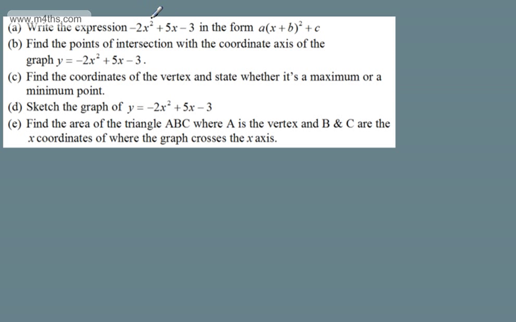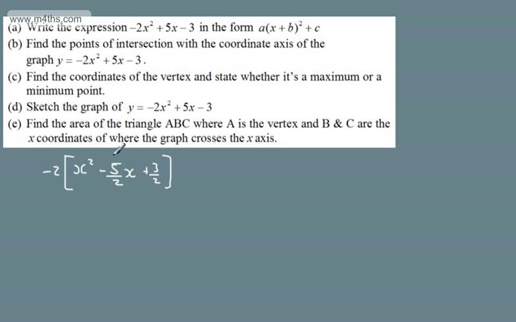With this particular expression, we can see the coefficient of the term in x squared is not 1. What we need to do is factor this out. So I'm going to factor out minus 2 and open up now a square bracket. We'll have x squared. If I divide 5x by minus 2, I'll have minus 5 over 2x. If I divide minus 3 by minus 2, I'll have plus 3 over 2. So all I've done is taken out the factor of minus 2.